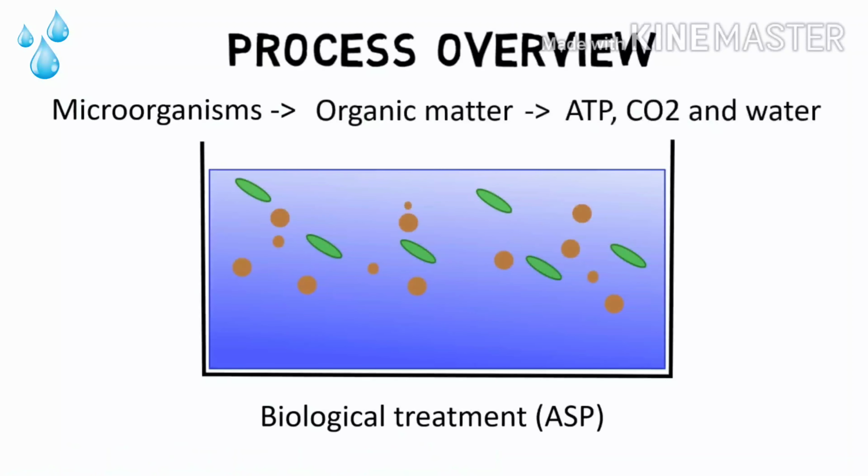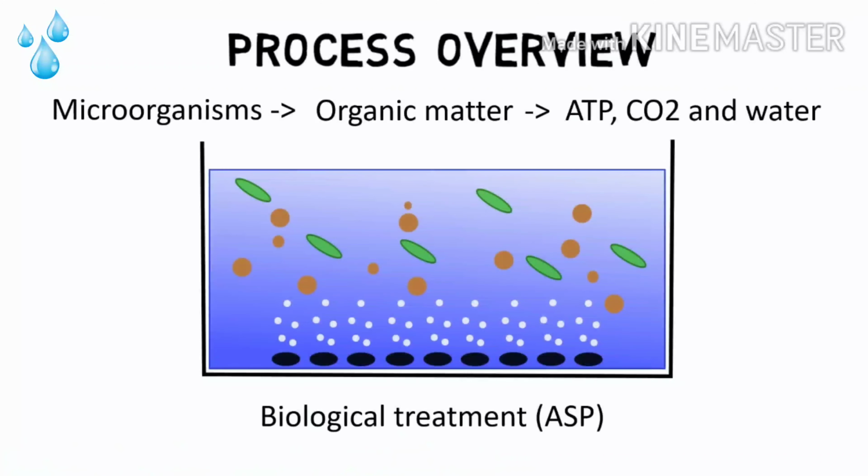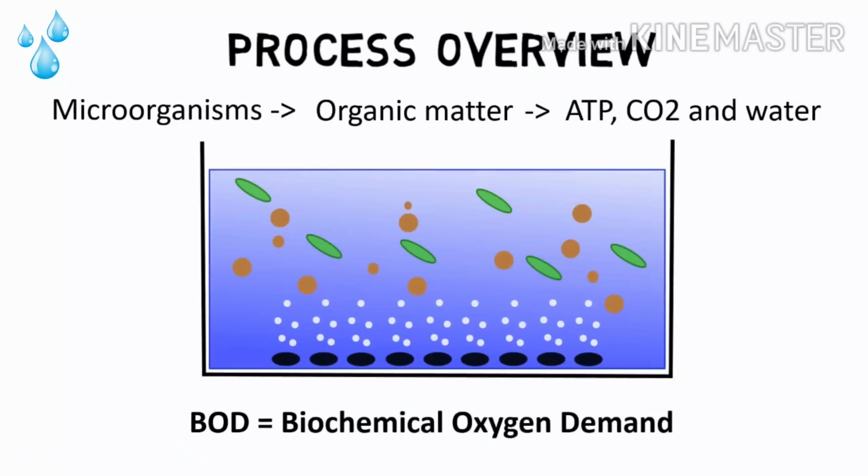As the microorganisms need oxygen to survive, the tank is aerated, for example, with diffuser systems. The amount of oxygen needed for biochemical processes is also known as the BOD value. BOD is a very important indicator for the level of wastewater pollution.